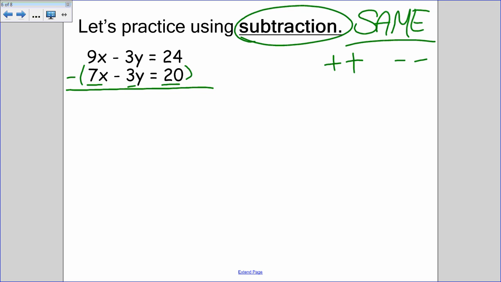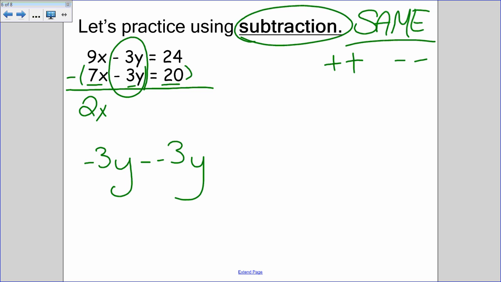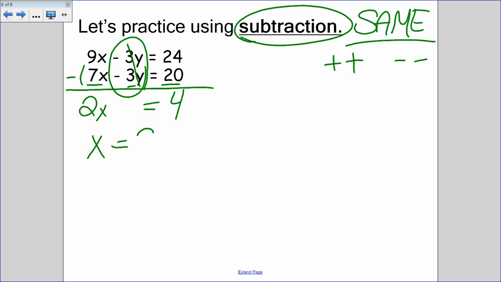Okay, so I can think about this as 9x minus 7x. 9x minus 7x is 2x, right? I could think of this part, which might look a little confusing, as negative 3y minus negative 3y. If you subtract the negative, it's like adding, right? I actually have negative 3y plus 3y, and that's going to cancel. It'll be eliminated. And I have 24 minus 20, which equals 4. 2 times what equals 4? Good. x should equal 2.